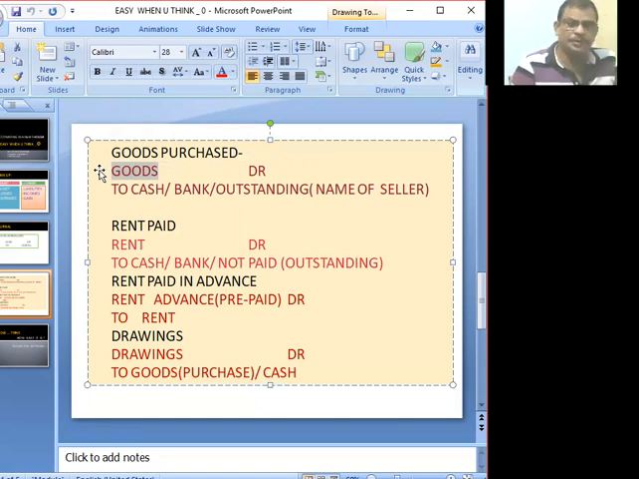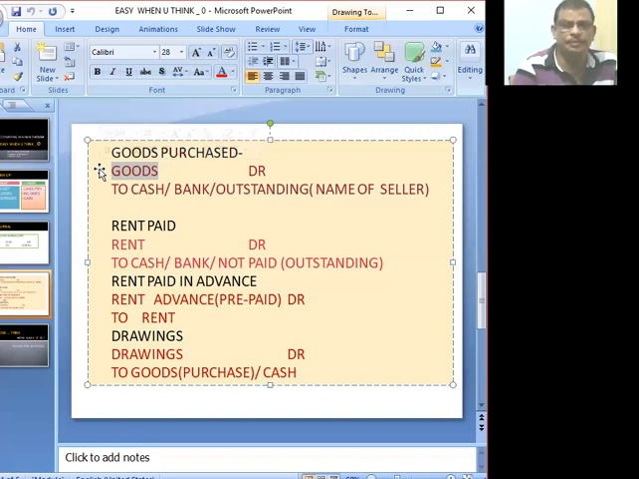Suppose you take it as an asset, then it will be debit. Then for the purchase of goods, we have to ask ourselves what we have to pay. You see, either you pay cash, or you pay by bank or check, or we will not be able to pay. That is your outstanding. Three things will come: one is cash, second is bank, and third is outstanding.